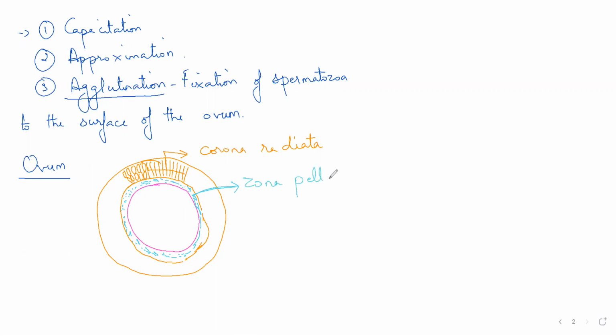This is the zona pellucida. Right. The membrane of the secondary oocyte is known as the vitelline membrane. The vitelline membrane. This structure is the secondary oocyte. This is the secondary oocyte which is formed from the primary oocyte.